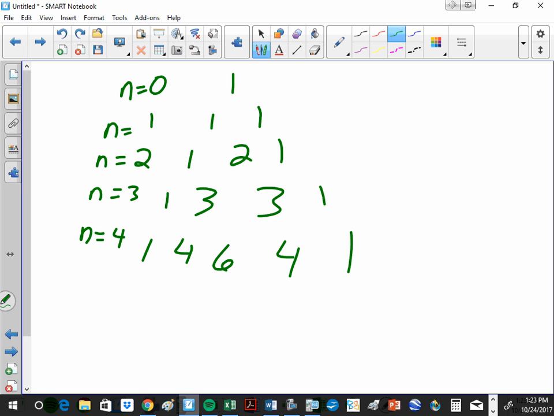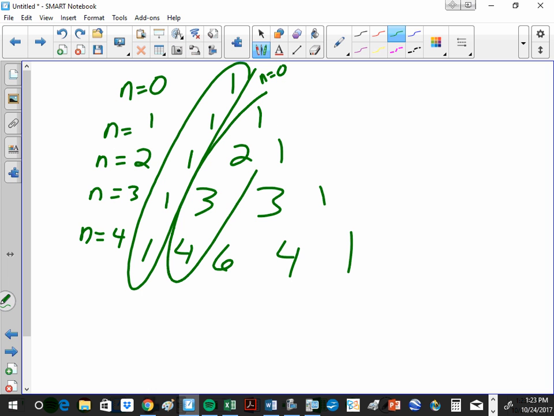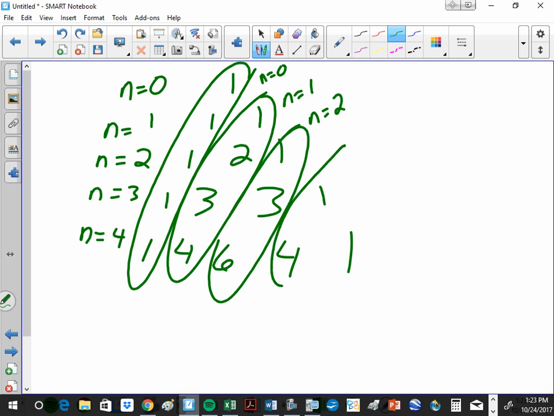But as far as the position goes, this diagonal here is the n equals 0 diagonal. Okay, and this would be the n equals 1 diagonal, and the n equals 2 diagonal, and the n equals 3 diagonal. Now the cool thing about this is the n equals 1 diagonal is a linear function. If you graph those numbers, it would be a straight line. The n equals 2 is a quadratic. If you graph those, you'd have half of a parabola. And the n equals 3, those are x to the third graphs, and so on.